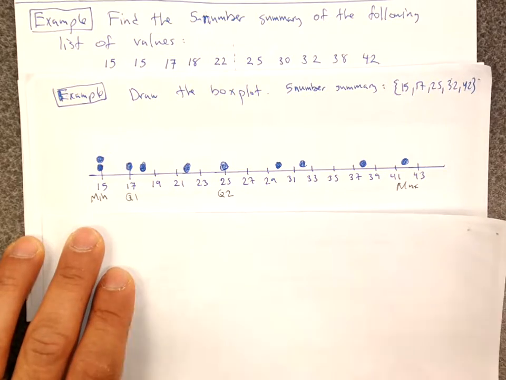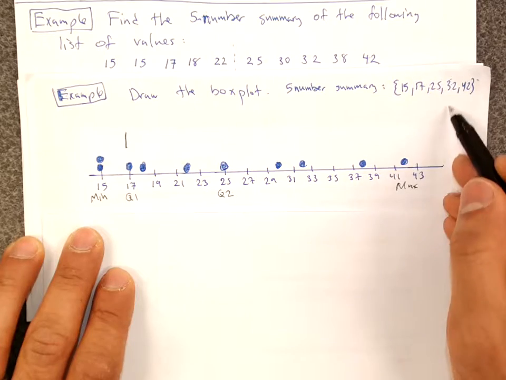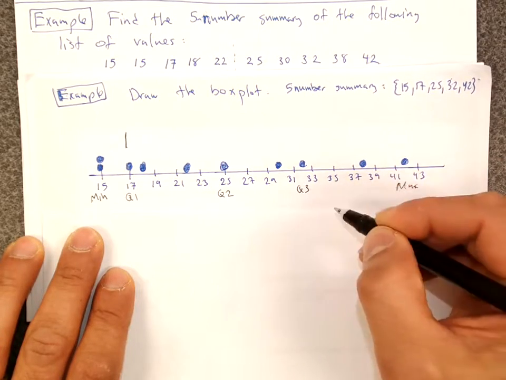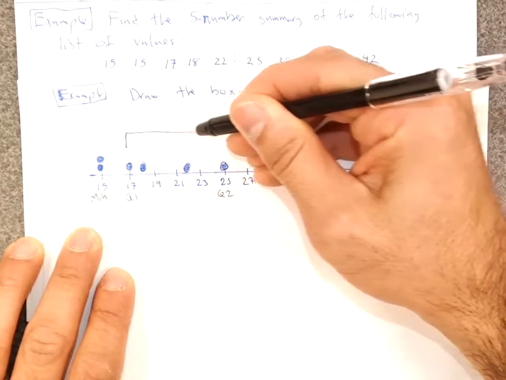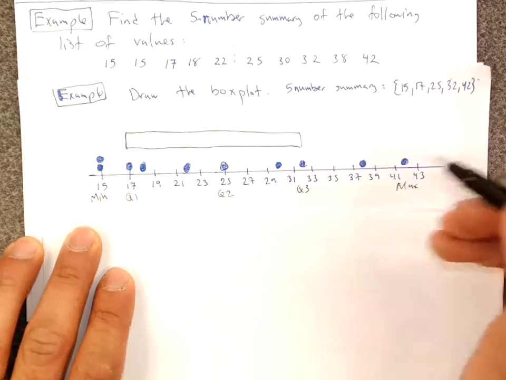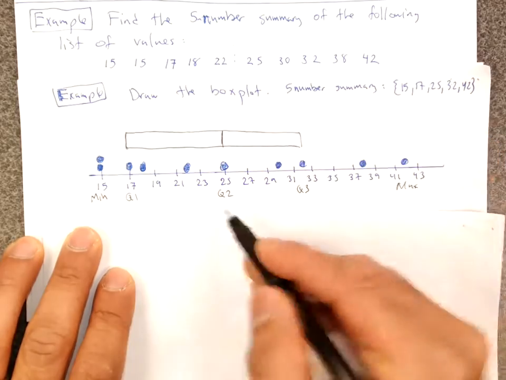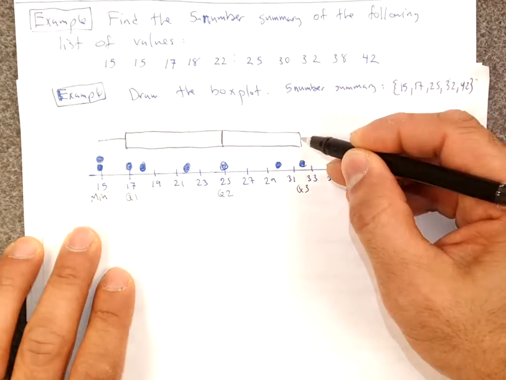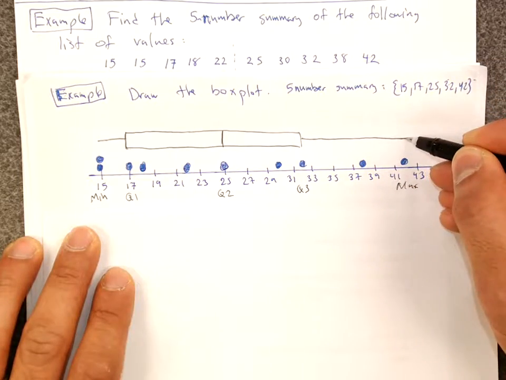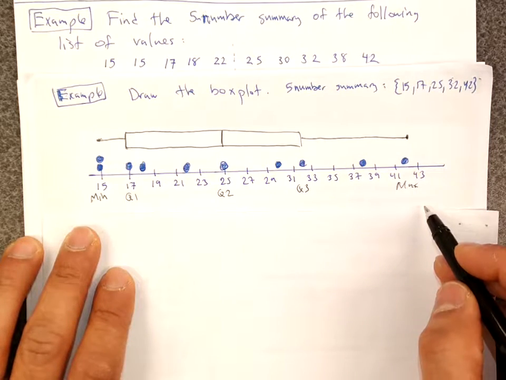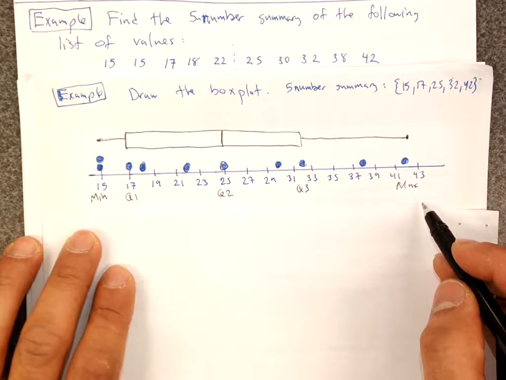I draw a box from the first, I'm sorry, I missed the third quartile. The third quartile is here at 32. So I draw a box from the first to the third quartile, an extra line here at the second quartile, and then whiskers out to the minimum and maximum value. Okay, so that's how I draw the box plot here.